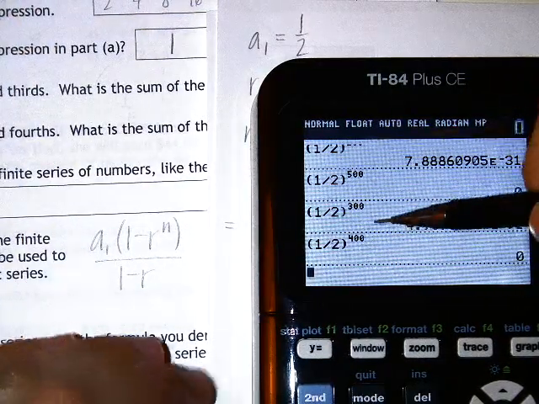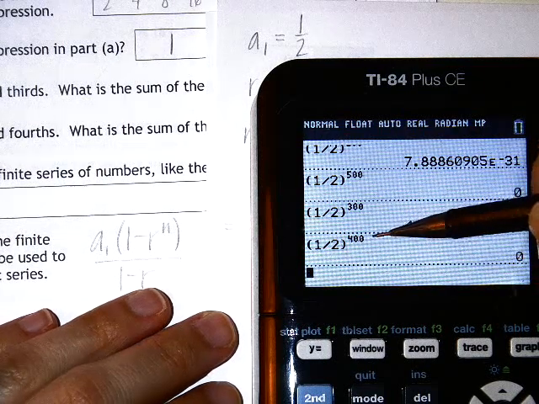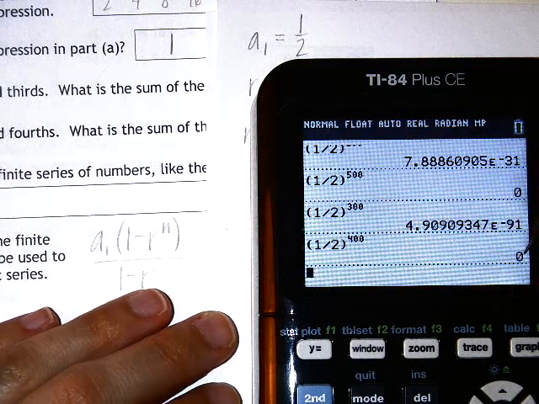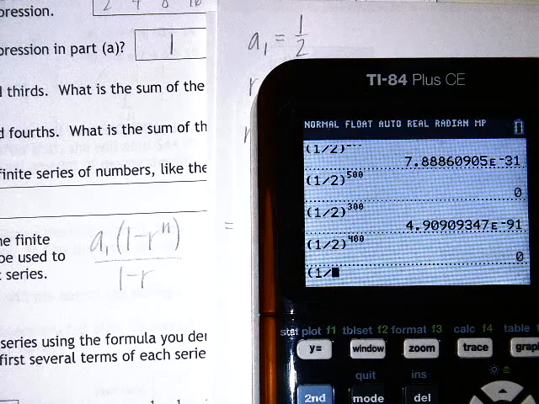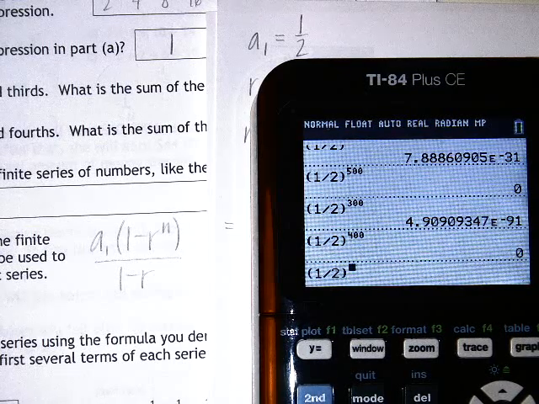So if our calculator can't even do 1/2 to the power of 400 and get a very big number, imagine what 1/2 to the power of something really legitimately big is.